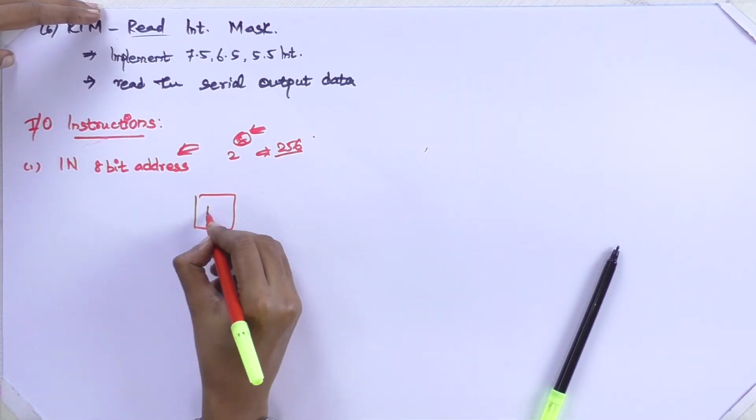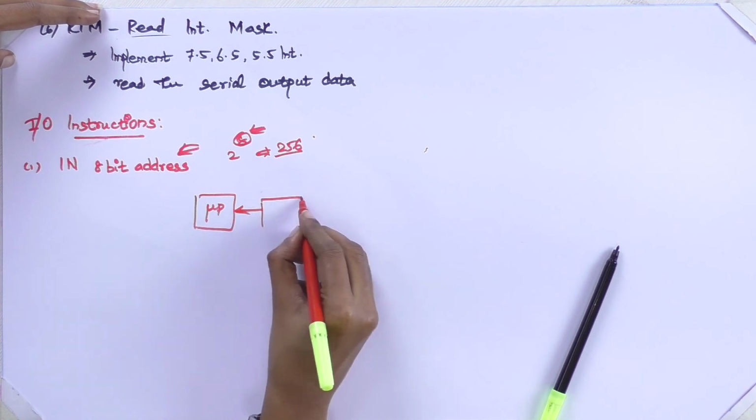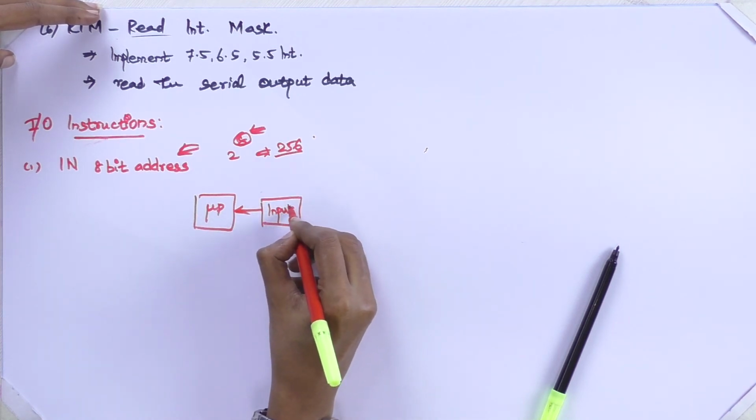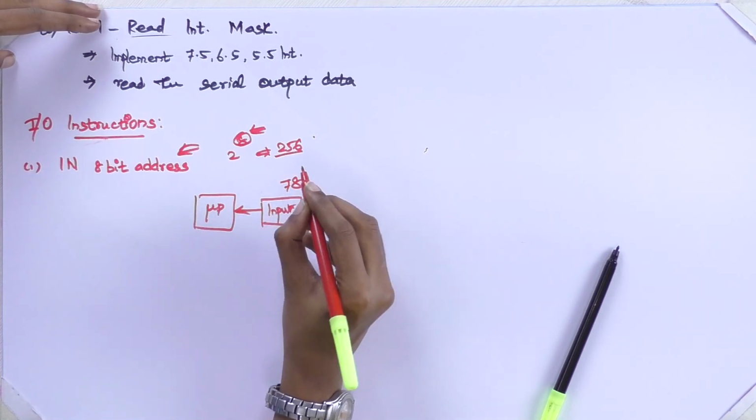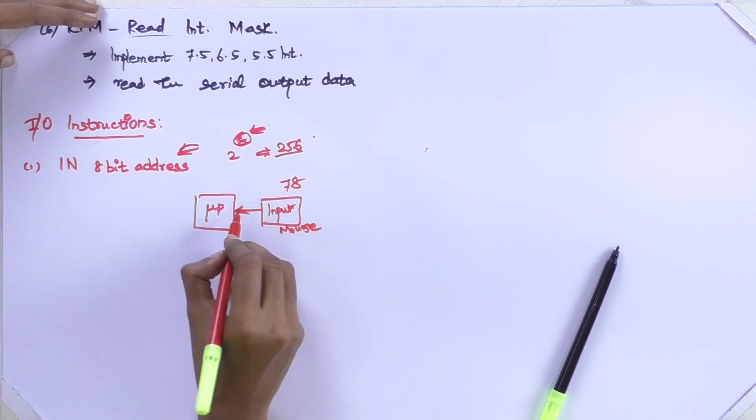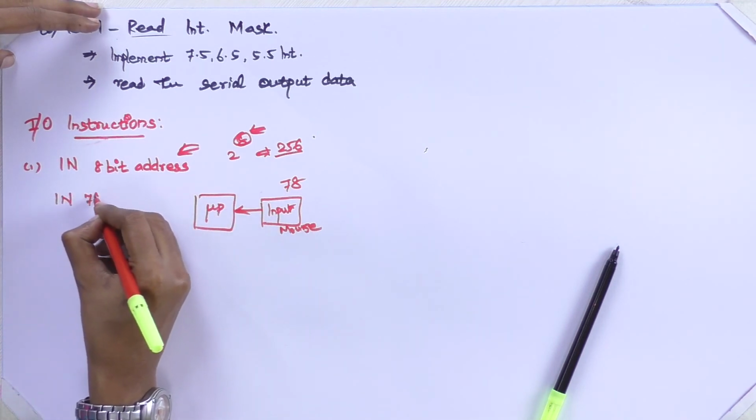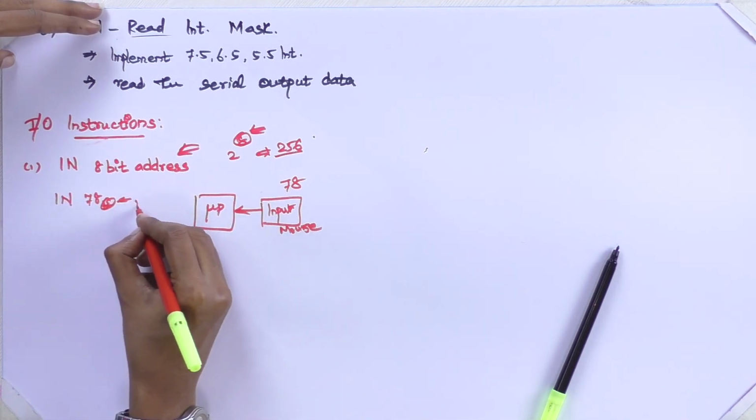Fine. So each and every device that we connect with our processor will have an address, and that address is of 8 bits. If you want to fetch or get a value from the input device, you have to mention the address of that input device. For example, if this is your processor, and this is your input device like mouse or keyboard, and I am saying this address is 78, if you want to get a value from this, you have to mention it as IN 78H. So this H is nothing but hex value.